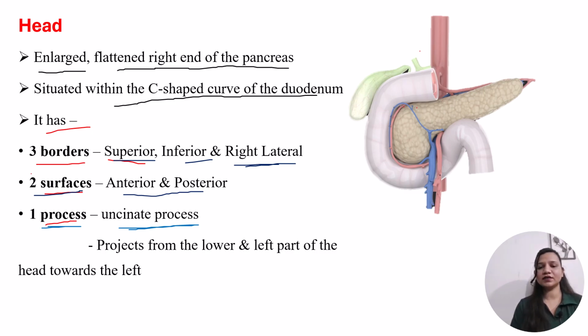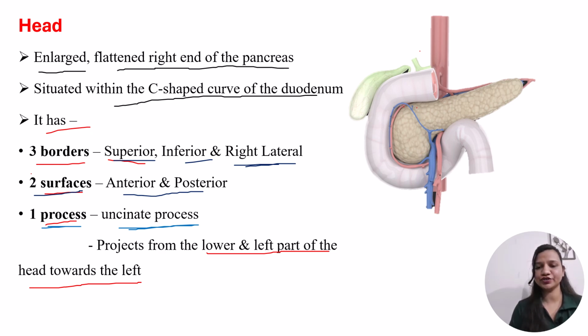Uncinate process is actually a small portion which projects from the lower and left part of the head towards the left. So, it is a small portion at the lower portion of the head of the pancreas. This is the uncinate process which is directed slightly towards the left.